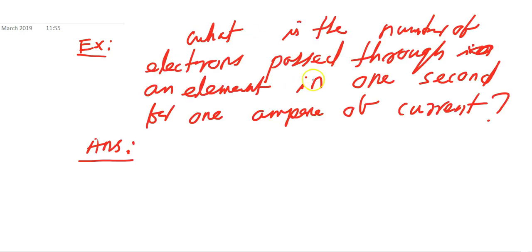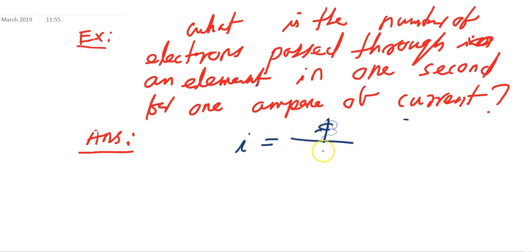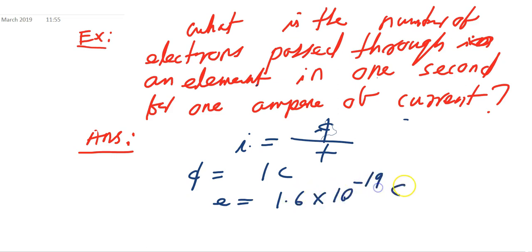Next example. Why I am discussing more and more examples is that it will complement your preparation for the GATE and other competitive exams. What is the number of electrons passed through an element in 1 second for 1 ampere of current? You will use the basic relation i = Q/T. So Q is, with i as 1 ampere and T as 1 second, 1 coulomb. You know that each electron has the electronic charge of 1.6 × 10^-19 coulomb.